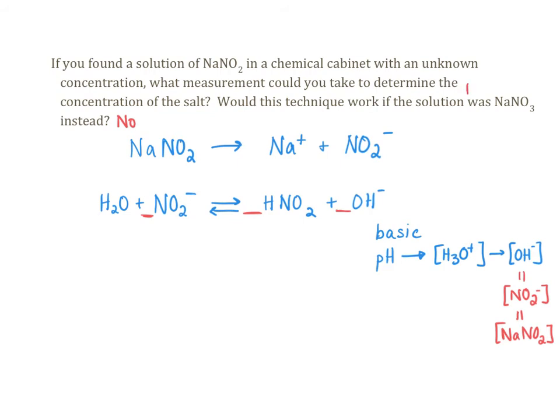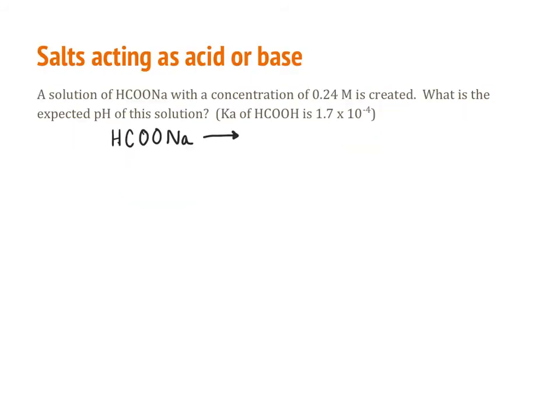So you can use pH for a salt that contains a weak acid or base in it, but you cannot if both species are conjugates of strong acids and bases. And last but not least, we've got to talk about how to do calculations, although the concept is very important to understand first. So we've got a salt.